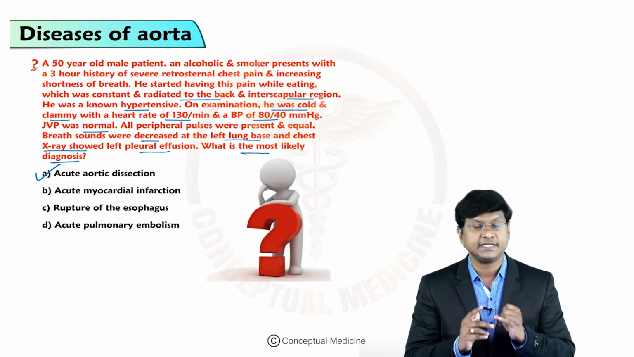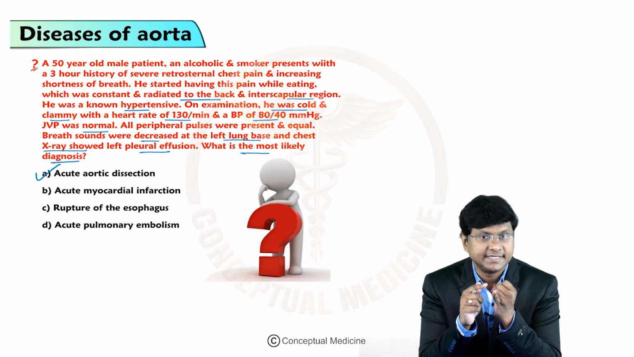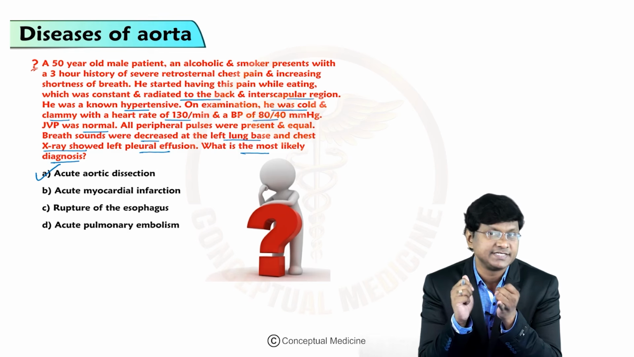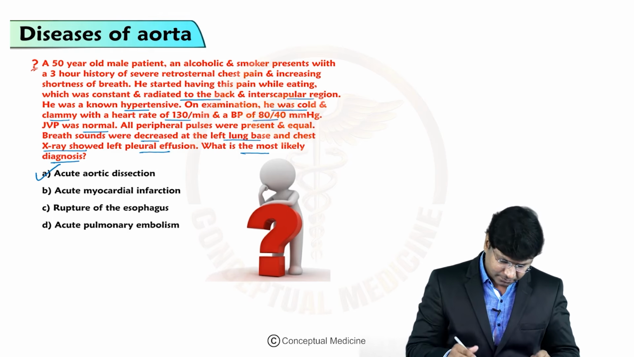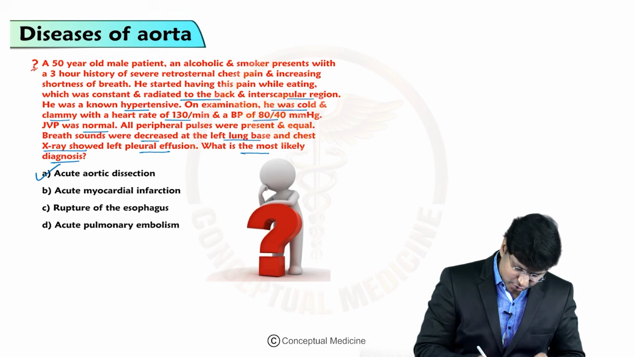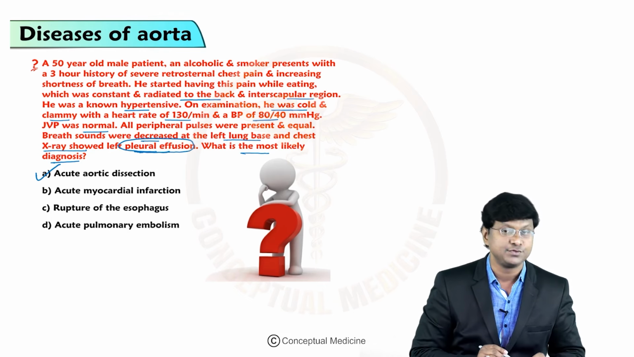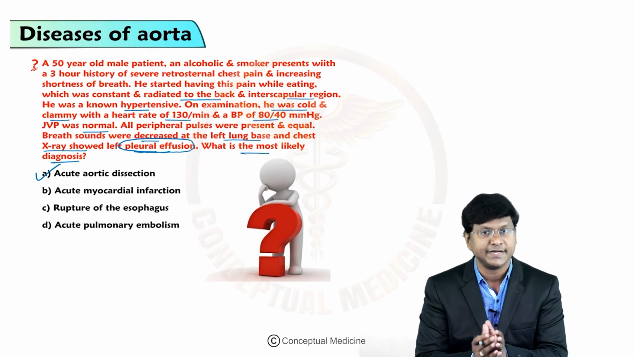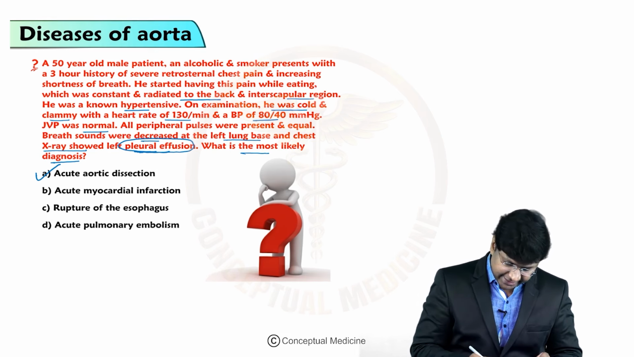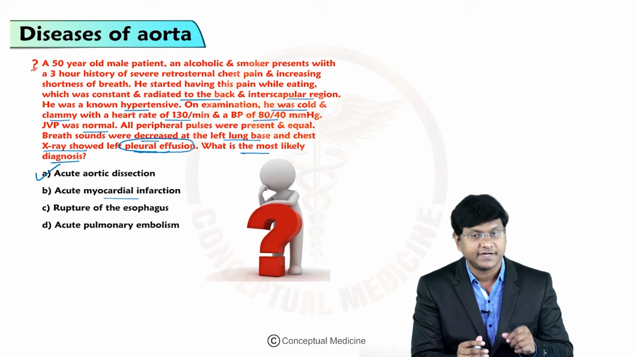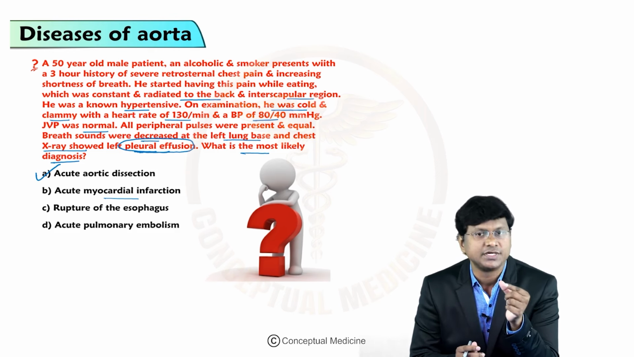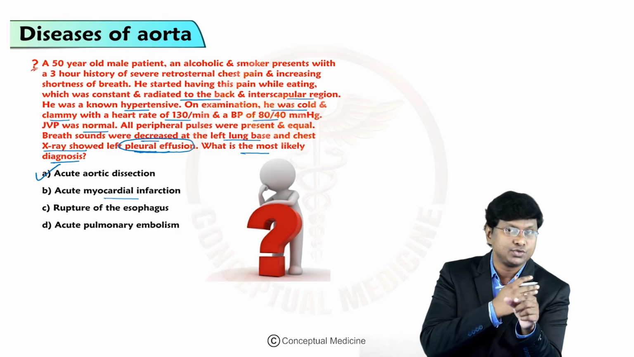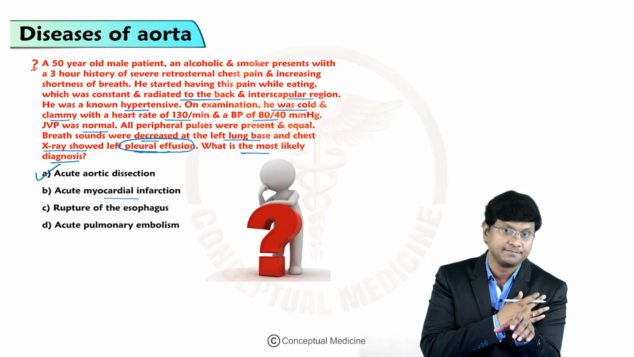First and foremost, the character of the pain, right? It is central chest pain that is radiating to the back in the interscapular area. That is one point. And the second point is this individual also has left-sided pleural effusion. That would be a complication of the aortic dissection. And what about the other options? You take acute myocardial infarction. See, the pain of acute myocardial infarction is retrosternal, but it will radiate to the left arm as well as the shoulder.